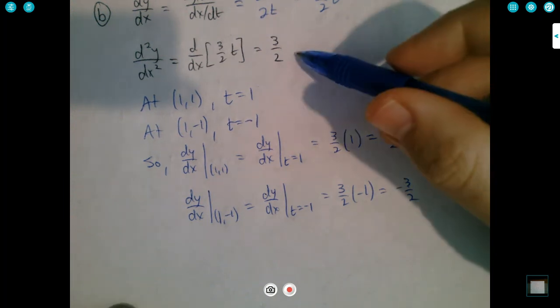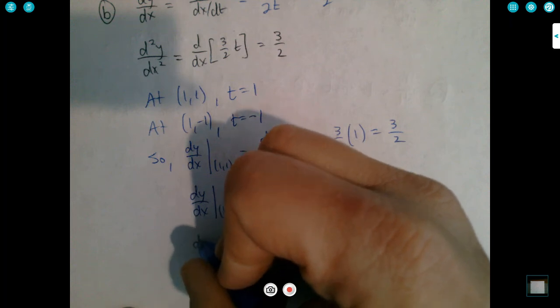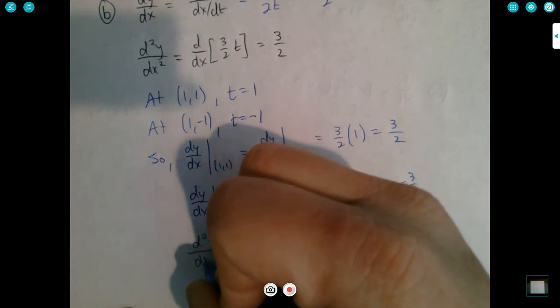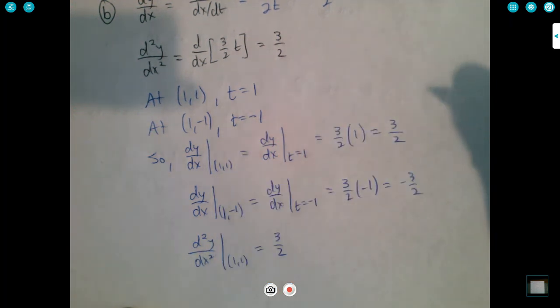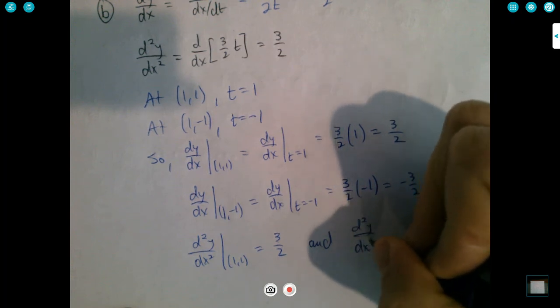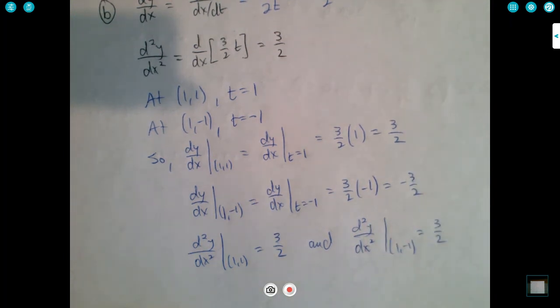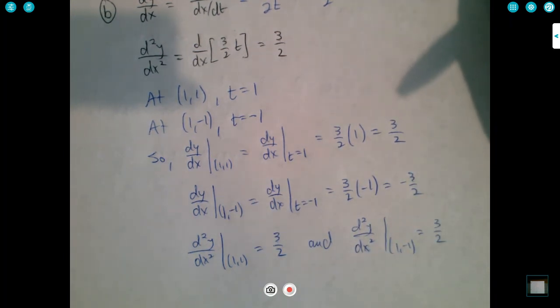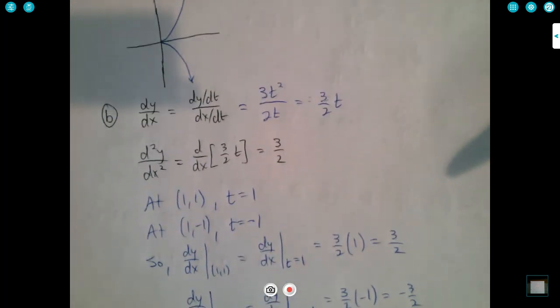As for the second derivatives, the second derivative was just a constant 3/2, right? So d squared y dx squared evaluated at (1, 1) is just 3/2. And d squared y dx squared evaluated at (1, -1) is also just 3/2. Okay, so that's that.